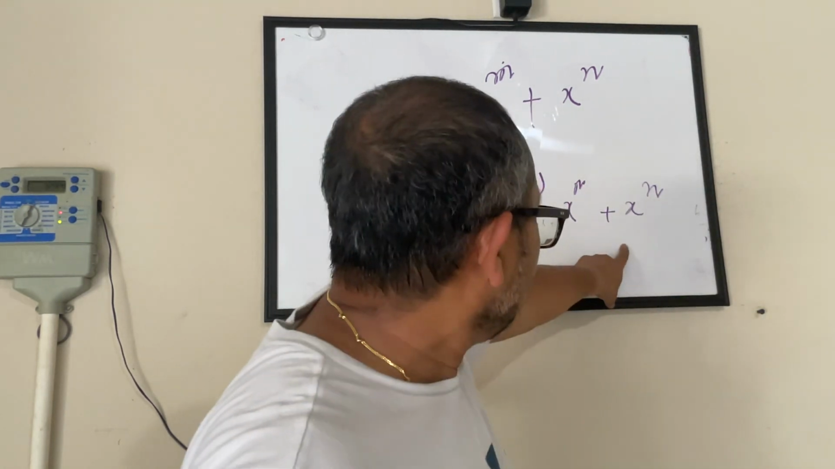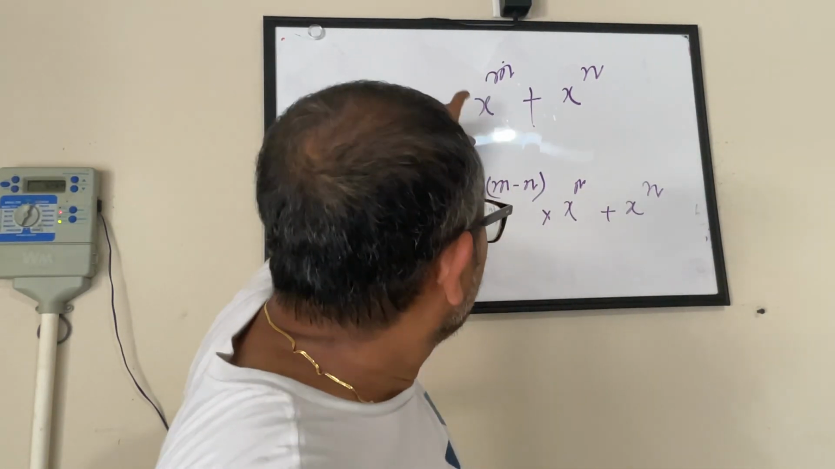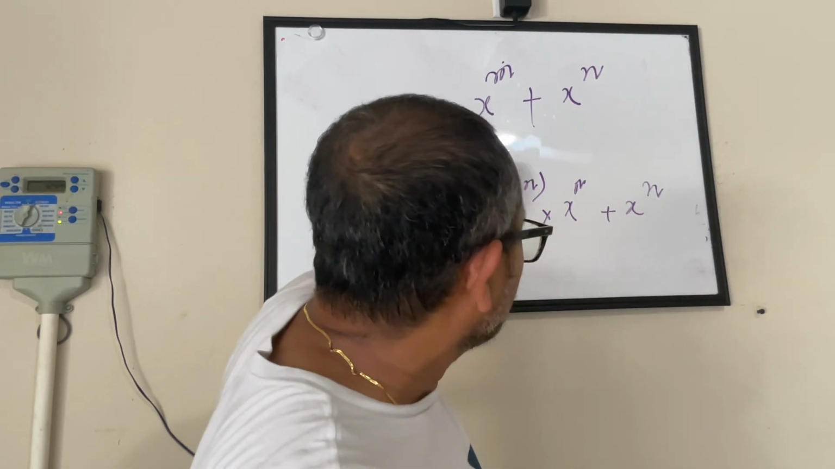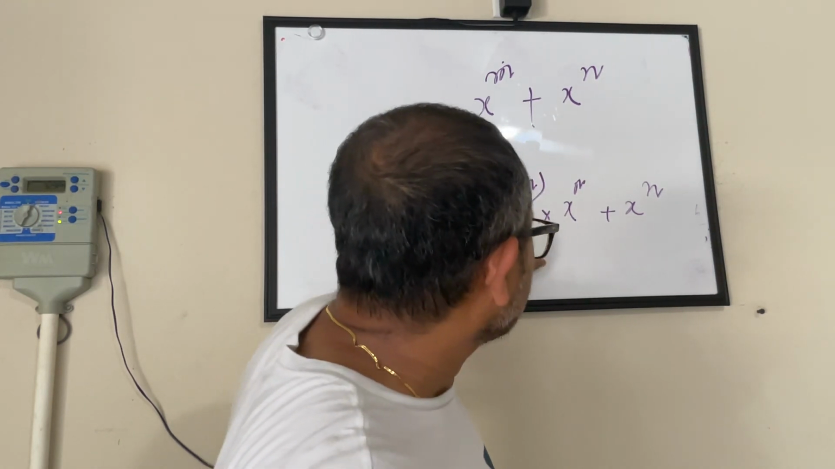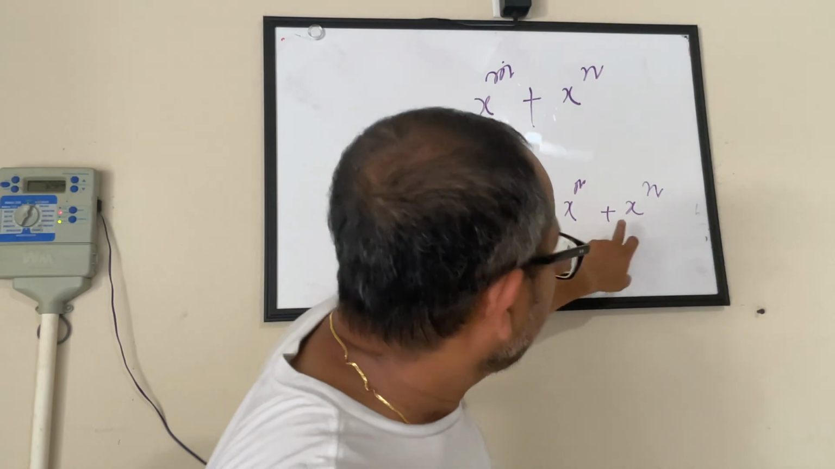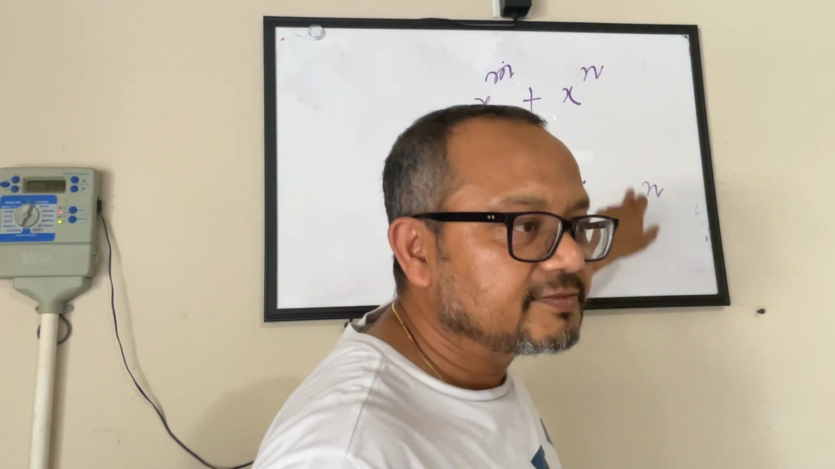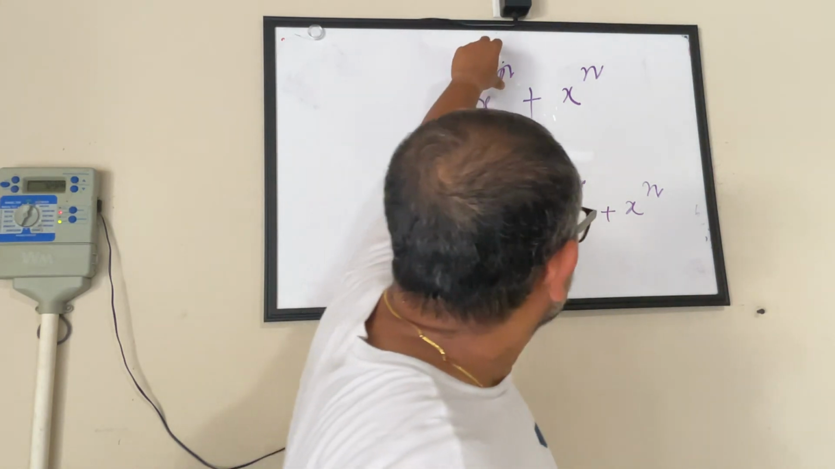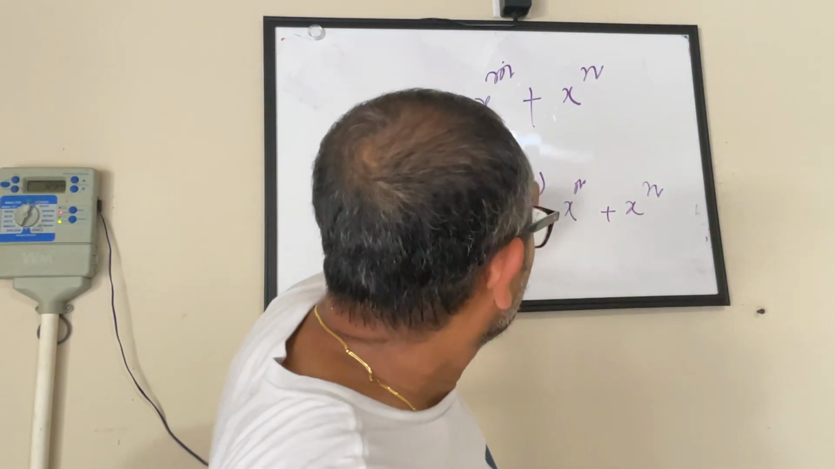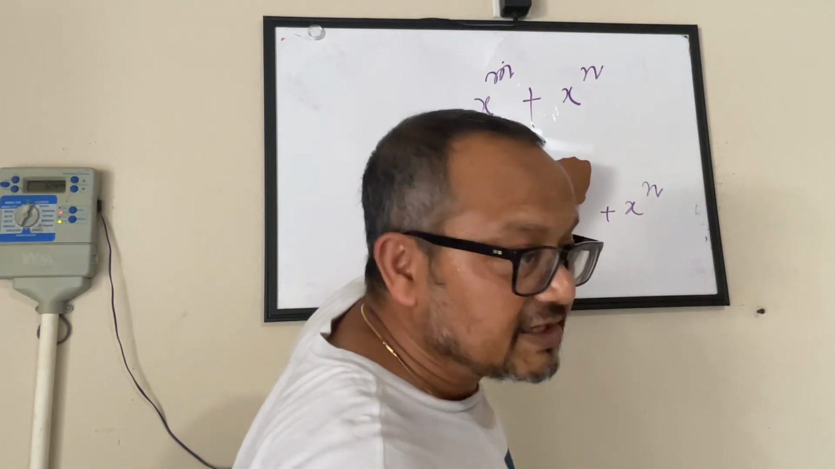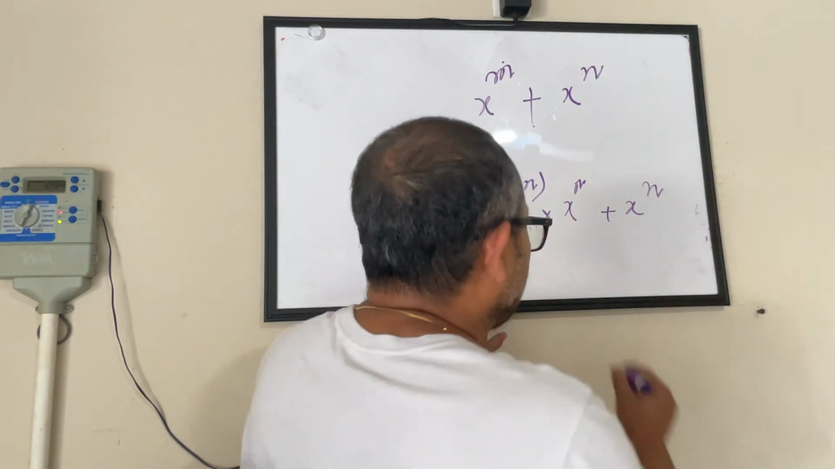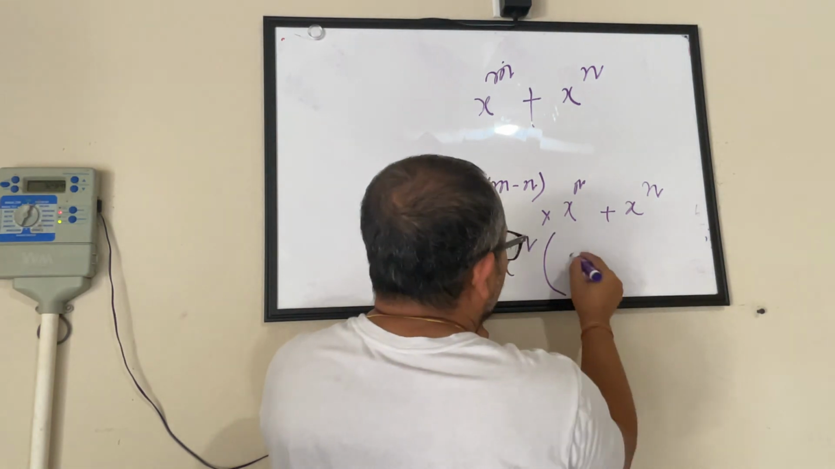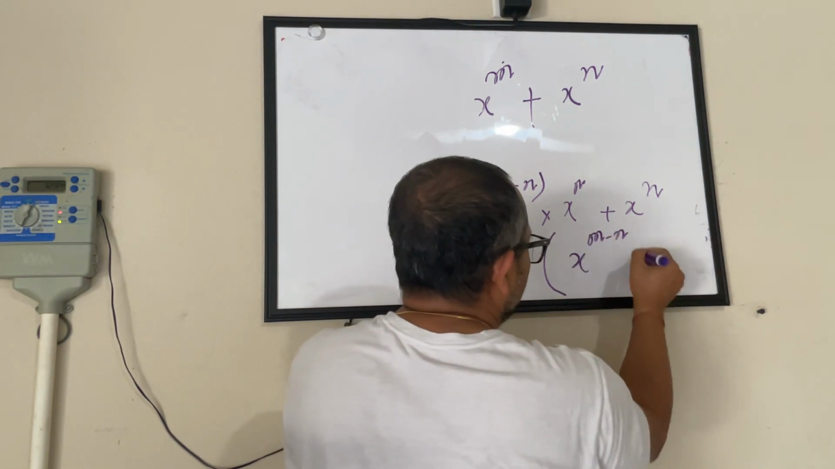What did I do here? Everything is the same. I broke this power into two pieces, x to the power m minus n and x to the power n, and this is already x to the power n. This minus this is one term, and this is the second term. So in the next step I can take this common term out, and it becomes x to the power m minus n plus 1.